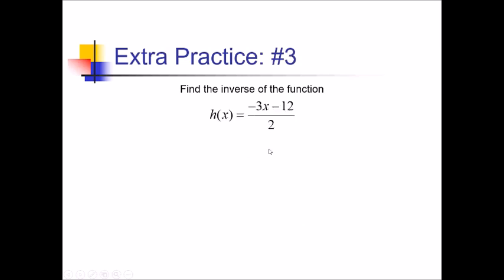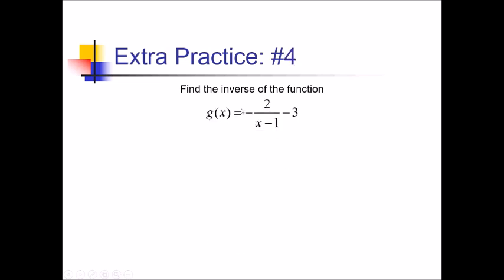To find the inverse for the h function, we have to switch x and y. So we've got x equals -3y minus 12 over 2. And at this point, we're going to try to get y by itself. So let me multiply both sides by 2 to get rid of this fraction. Next, I'm going to add 12 over here so I can isolate the -3y. And then finally, I'll divide both sides by -3. So we have h inverse equals 2x plus 12, all of that over -3.